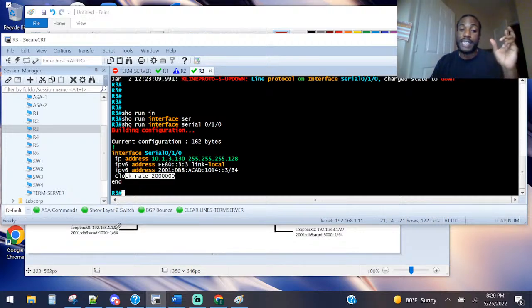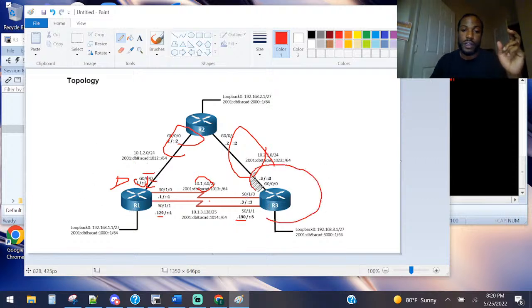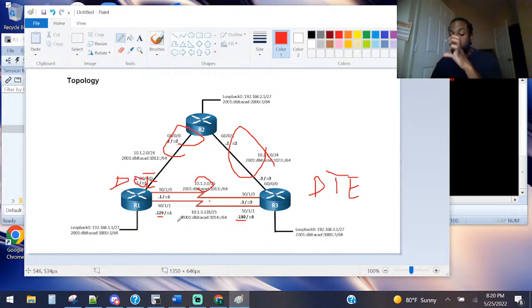Remember we said one side is going to be doing the clocking, and that's the DCE side. I'm having issues between router 1 and router 3. The other side is the DTE side, data terminal equipment. One side is doing the clocking, and it should be the DCE, but you have to look at the cable to see which one says it's the clocking.